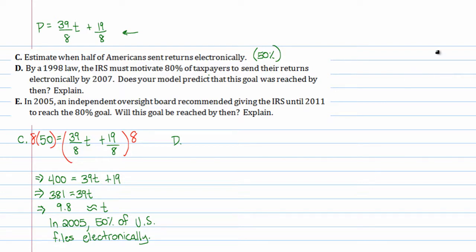And to do this, let t equal, let's see, 2007 is 12 years after 1995. So we're going to let t equal 12 and find out in that year what percentage of Americans, according to our model, filed electronically. So let p equal 39/8 times 12, because that's what t is, plus 19/8. And this is an okay time to use a calculator.